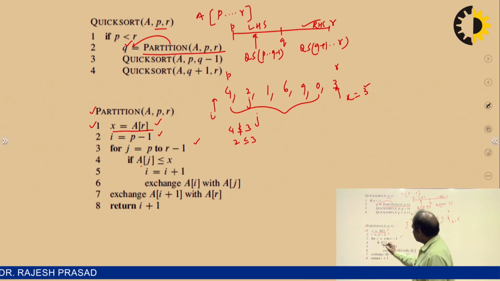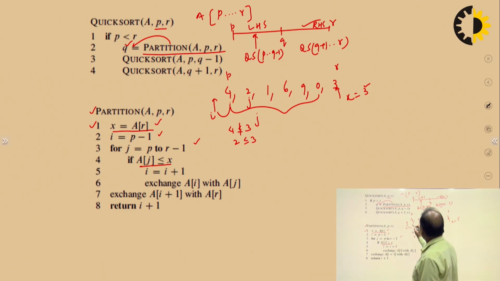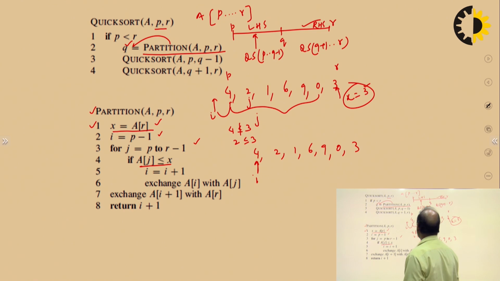If it is the case, what you are going to do, actually we are trying to get the position for this partitioning element. That is the process. So in this situation, increment I. So the array is 4, 2, 1, 6, 9, 0 and 3. I is here, and J automatically will increase. Again, if you compare 1 and 3, 1 is less than or equal to 3, correct? Yes. So in this situation, I will increase.